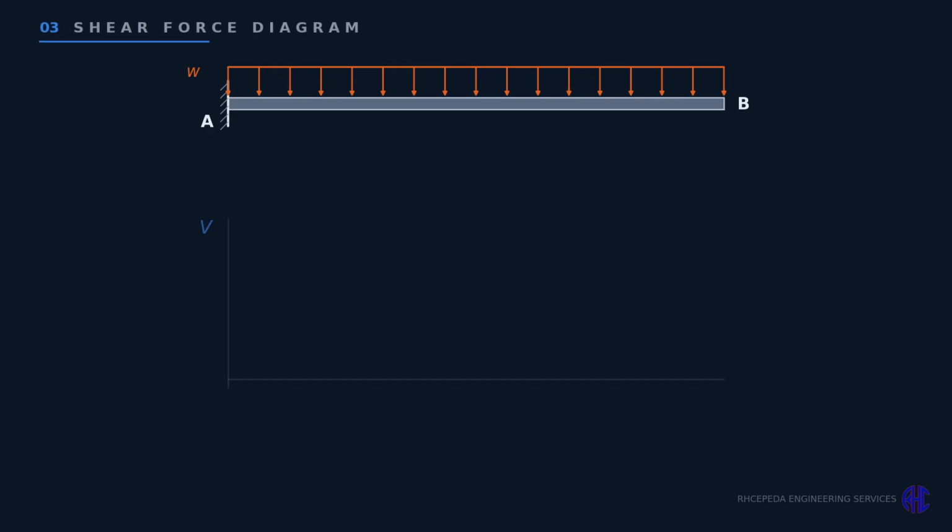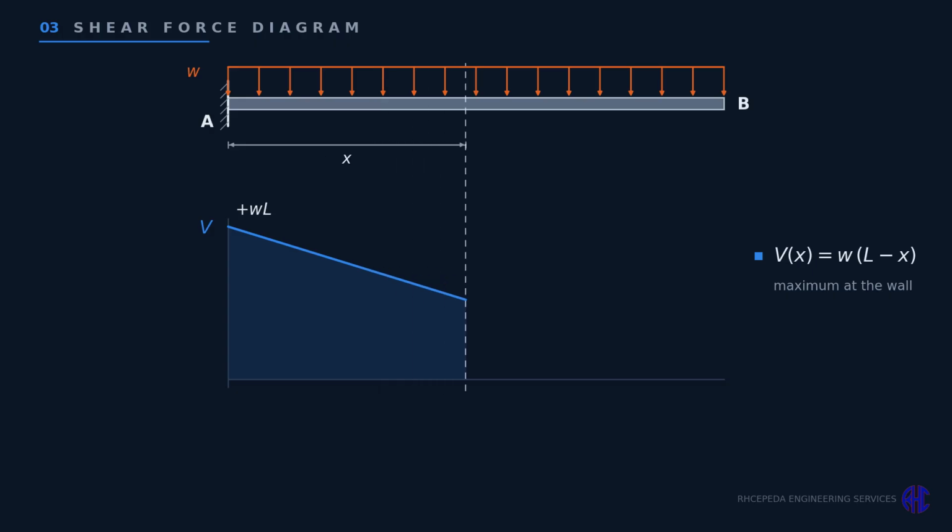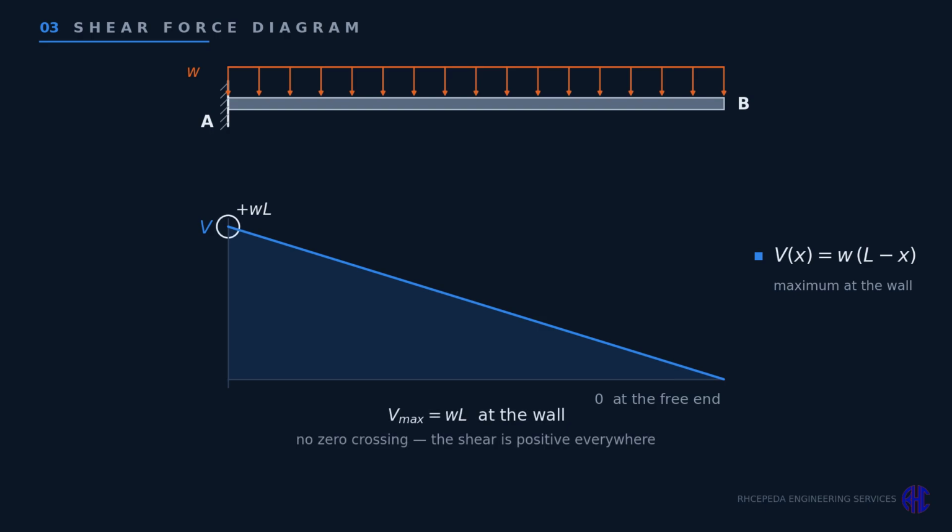Now the shear force diagram. Cutting at a distance x from the wall, the shear equals the load remaining beyond the cut, W times (L minus x). The diagram starts at its maximum, WL, right at the wall, and falls in a straight line to zero at the free end. Notice there is no zero crossing within the span. The shear is positive everywhere, and greatest where the beam meets the wall.